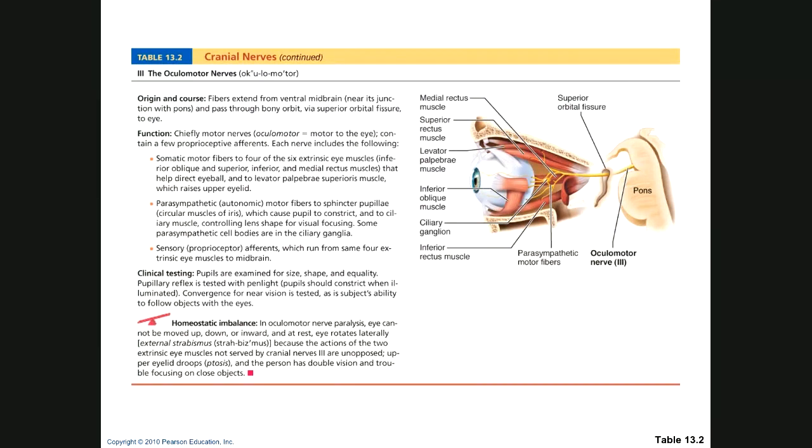So, function. Let's see. Several functions. Here's the nerve right here. And then what it does, it has a somatic motor function. Somatic motor means it's going to go to skeletal muscles. The skeletal muscles we're referring to are going to be the extraocular eye muscles, which there were 6 of them. And the oculomotor nerve is going to take care of 4 of the 6. And you do have to know this.